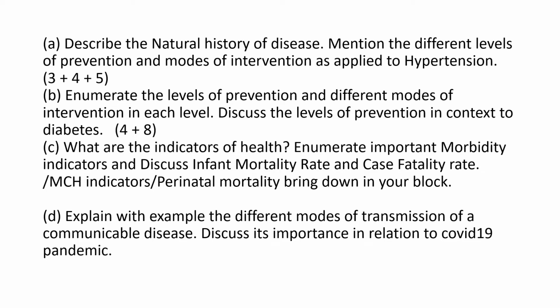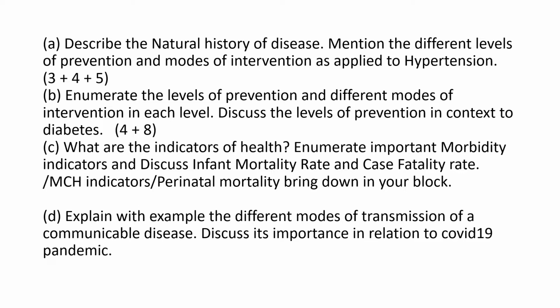One of the very important long question probable this year is something built around the different levels of prevention and the modes of interventions. Well, it can come in the form of a direct question. As you can see in the question number B, enumerate the levels of prevention, the different modes of intervention in each level, and then it can be discussed in context of any disease. The favorite ones are mostly hypertension, diabetes, and coronary heart disease. In this context, the natural history of disease is also a probable combination.